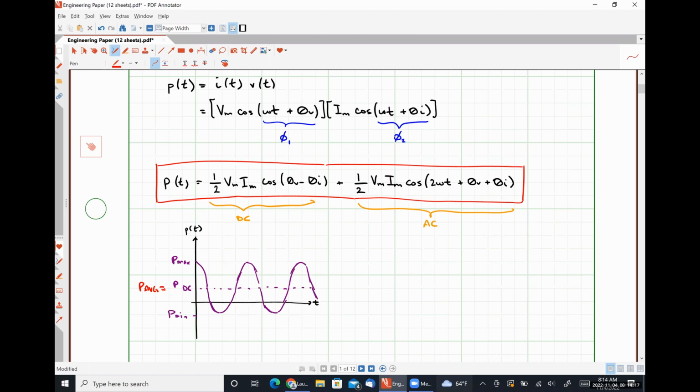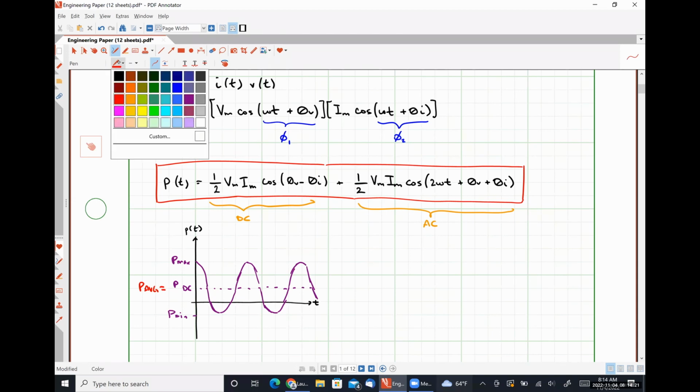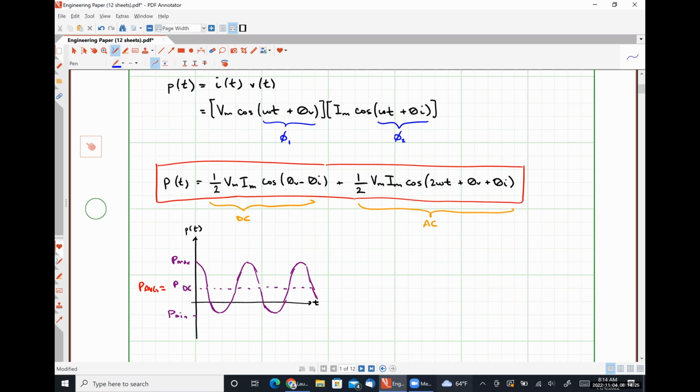There's one other particularly interesting thing here. What do these two sections that I've indicated in blue represent? Anybody have any thoughts?